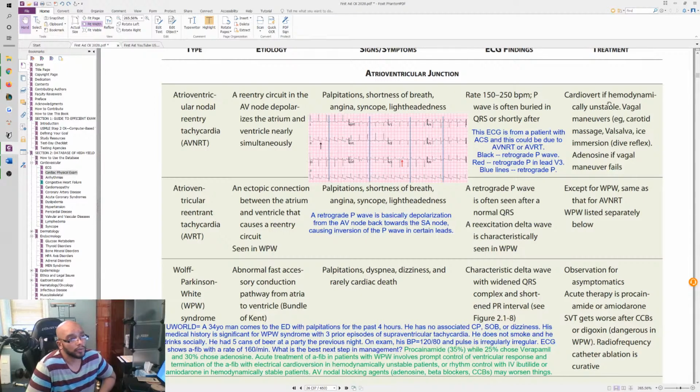All right, cardioversion will be the only real thing to do for a patient if they're hemodynamically unstable. Vagal maneuvers like a carotid massage or Valsalva, or even ice immersion, which is known as the dive reflex, and you want to make sure you know what that is. All of these things could help, but the most effective would just be to use adenosine. Right? Adenosine would terminate this AV nodal reentry tachycardia, AVNRT, and the patient should be better. But the main thing about this AV nodal reentry tachycardia is that the AV node is depolarizing the atria and the ventricles at the same time, and you don't need that to happen, right?